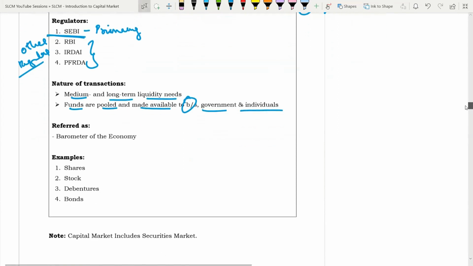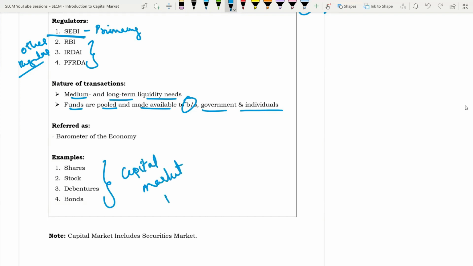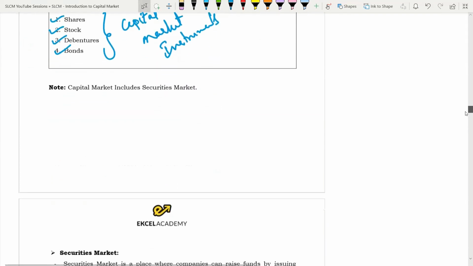This is also known as the barometer of our economy. Certain examples of capital market instruments are share, stock, debentures, and bonds. These are examples. It is just an illustrative list. This list includes many more instruments. Note, capital market includes the securities market. So securities market is a part of the capital market.